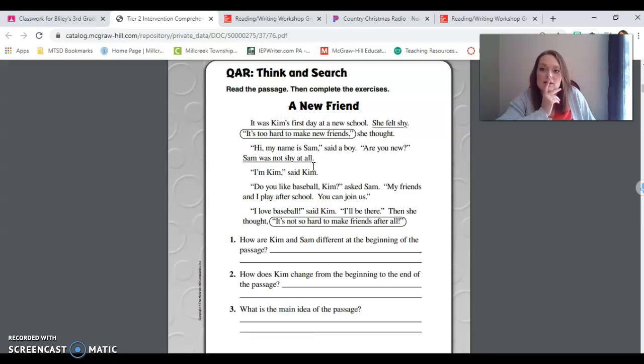Last, let's look at what is the main idea of this passage. What is the main idea of this passage? Be kind, be nice to new people. Don't worry. She was so worried. There are many main ideas to this, and you could support multiple of them.